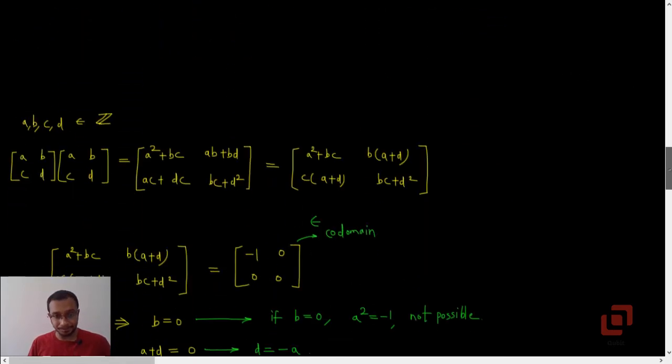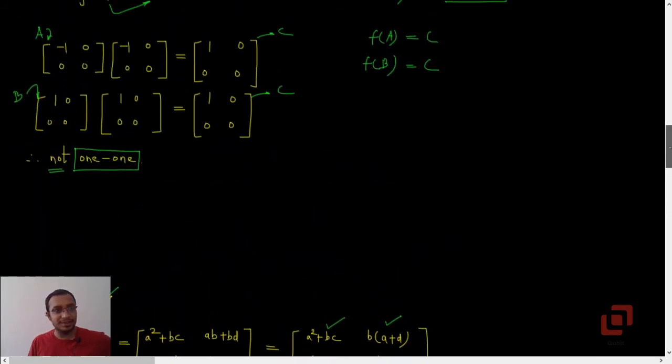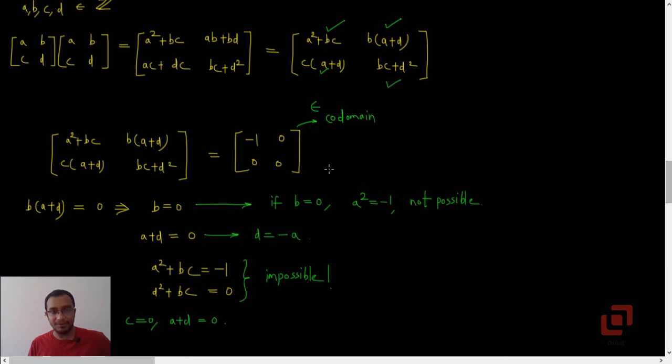Now first I have considered a general matrix [a, b; c, d] where a, b, c, d belong to the set of integers. By the rules of matrix multiplication, if you square it, you end up getting a squared plus bc, ab plus bd, ac plus cd, and bc plus d squared. Now we consider another matrix with integer entries, which is basically the matrix A itself, [-1, 0; 0, 0]. If we want these two matrices to be equal, then we have to equate the elements.